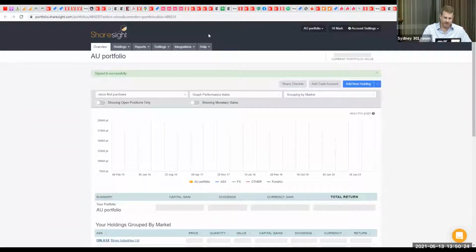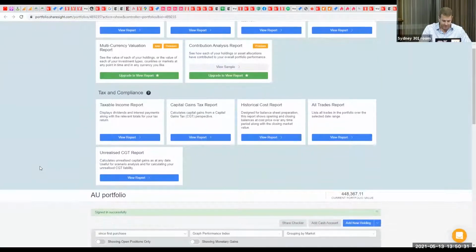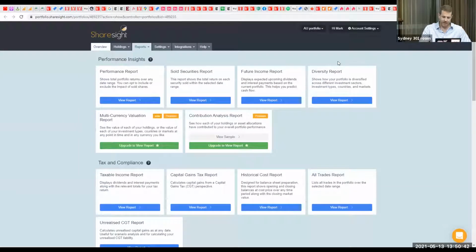I'm not as good at ShareSite as I should be, but you can go in there and look at reports. You can go in and look at income reports. That is a way that you can look at your dividend income, and that's in the past. That's very helpful when you're filing taxes, which we're coming up to.